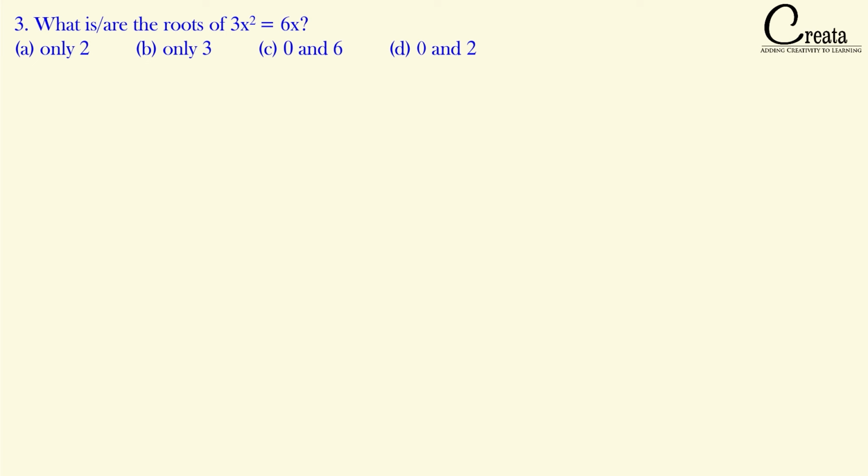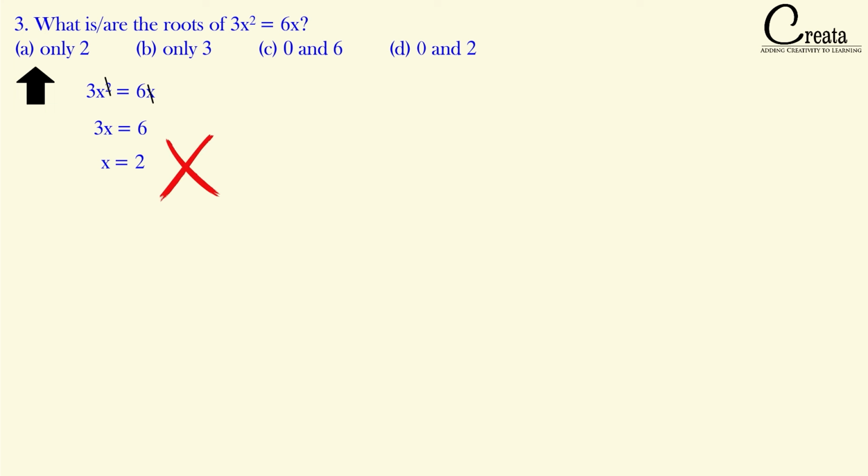Question number 3 is, what are the roots of 3x square is equal to 6x? Here we have to find the root of the equation 3x square is equal to 6x. It means we have to find the value of x. Let's proceed. Here is the common mistake done by students. Firstly, analyze the common mistake. Most of the students will cancel out one x on both sides. That is, this x and this x will cancel out. We will get 3x is equal to 6 and on solving x will be 2. So they will pick option A, that is only 2, as the answer.